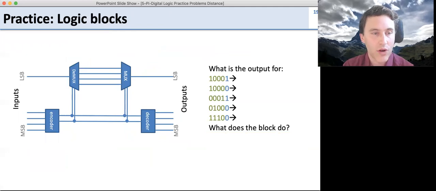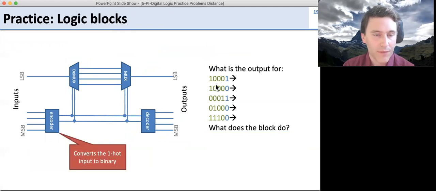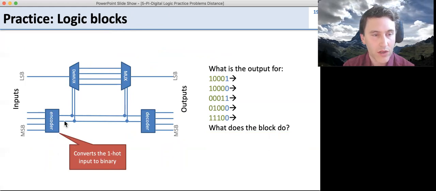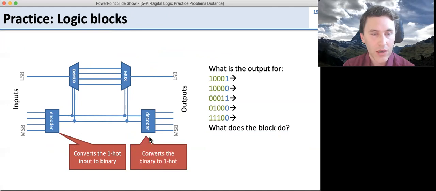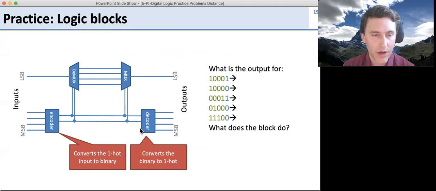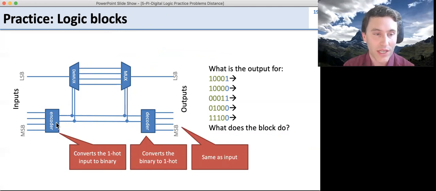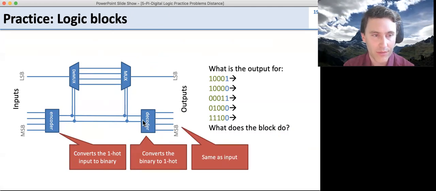All right, so let's go ahead and walk through this one. Let's take the first example here, and we're going to see what it does. Now the circuit down here, this encoder is going to take the one-hot input and convert it to binary. And the decoder is going to convert binary to one-hot. So we went one-hot, binary, binary, one-hot. So this output here should be the same as the input. The circuit here isn't going to do anything different. It's just changing how the value is encoded.